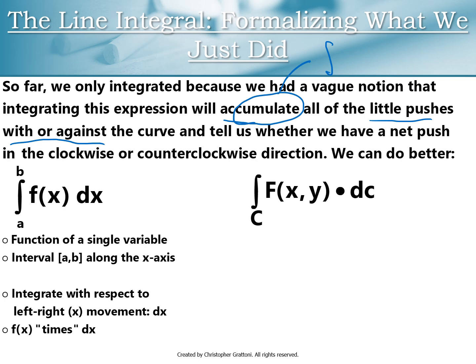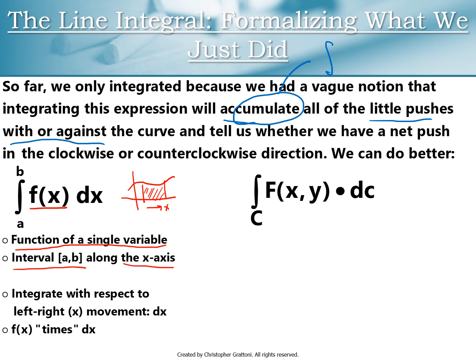So here's an expression from last year, the integral from a to b of f of x dx. And our integrand is a function of a single variable. The path that we're taking is we're following an interval a comma b along the x-axis. And we're integrating with respect to left-right movement, right? We're integrating dx. So we're moving along the x-axis, and our accumulation is happening along the x-axis there.